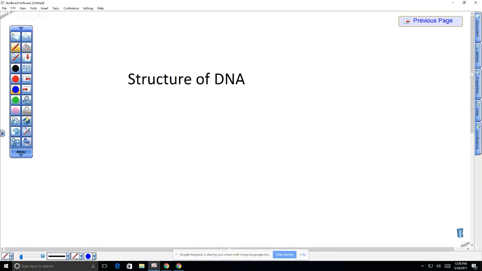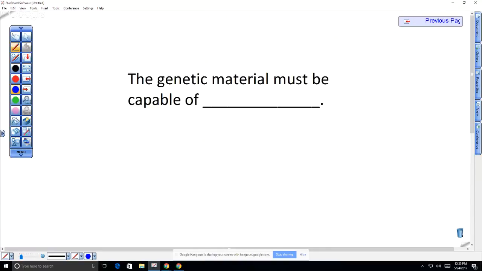Okay. I go back and now talk about what this genetic material must be capable of. So it's kind of amazing that with such little variation, A, G, T, and C, we can get all of the things that the genetic material must be able to do. The first thing that it must be capable of doing is making copies of itself.